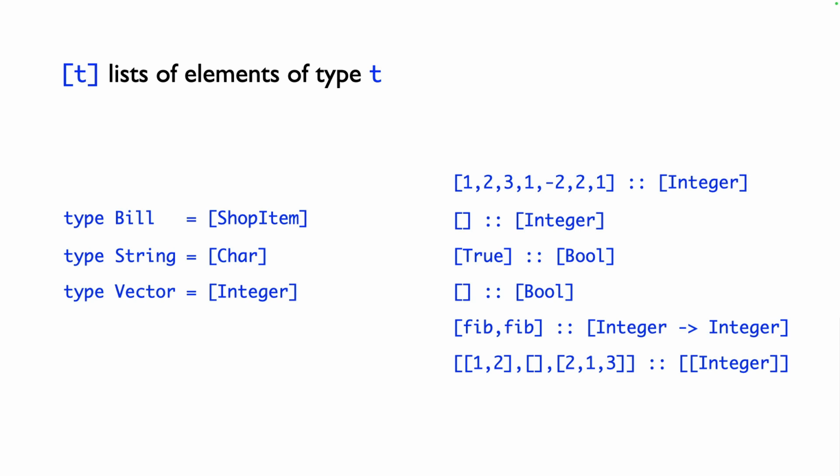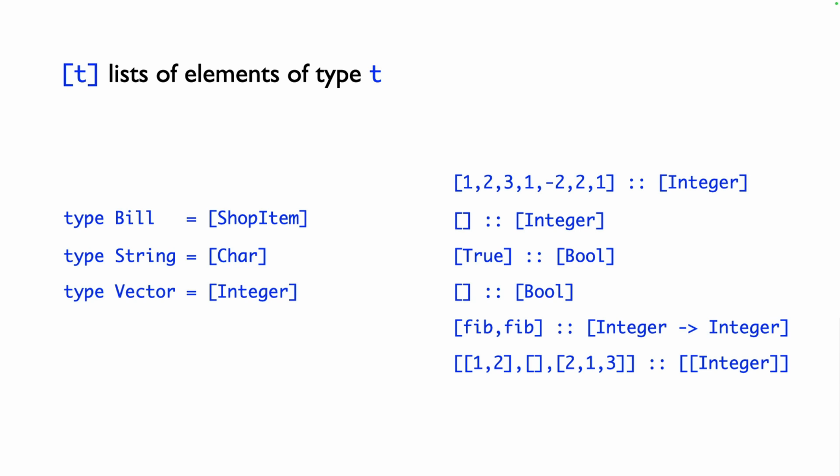I've listed some examples on the right hand side. At the top we've got the list of 7 integers, 1, 2, 3, 1, minus 2, 2, 1, in that order. That's a list of integers. The second example is the empty list, which is an empty list of integers. The third example, you can have a list with just one element. That's not the same as the element itself, which is a Boolean. This is a list of Booleans, which happens to have one element. And again, you can have an empty list of Booleans.